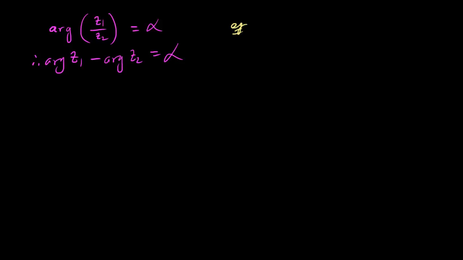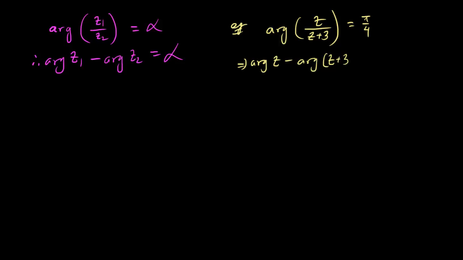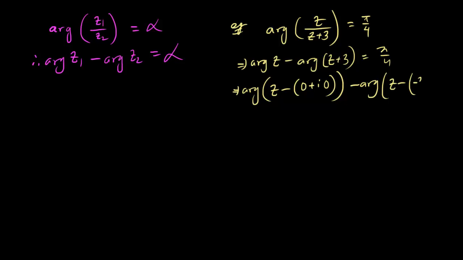So we have argument of z by (z plus 3) equals pi by 4. We break this down into two parts: argument of z minus argument of z plus 3 equals pi by 4. That means argument of z is argument of z minus (0 plus I0), basically starting from the origin, minus argument of z minus (minus 3 plus 0I), and that equals pi by 4. So the points are going to be the origin and (minus 3, 0).